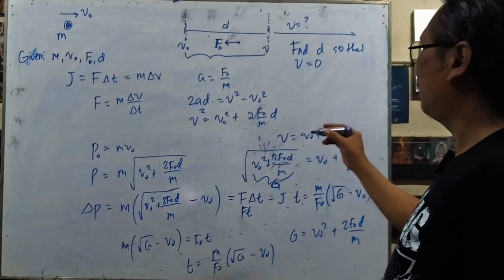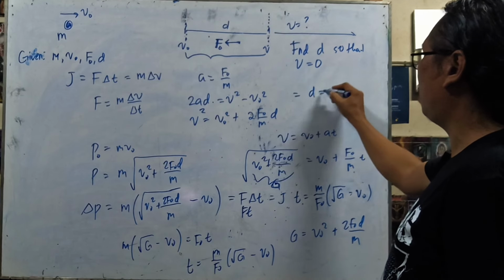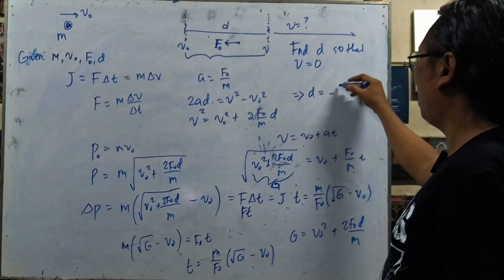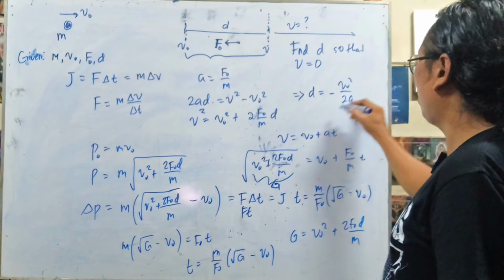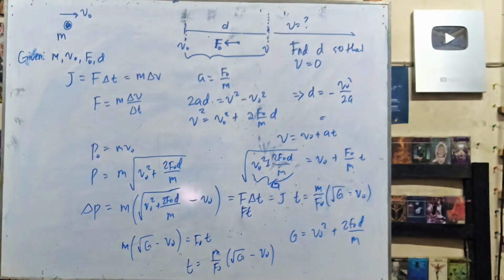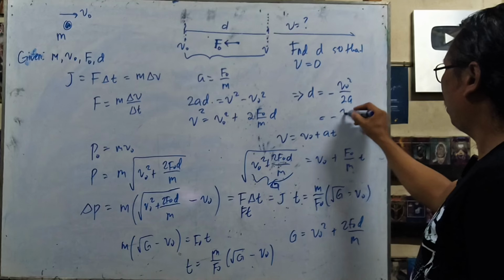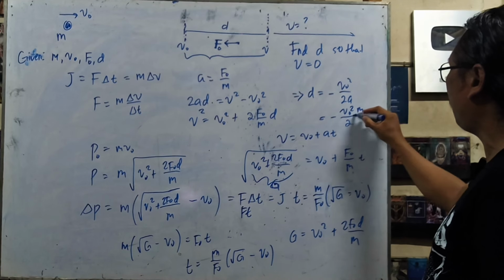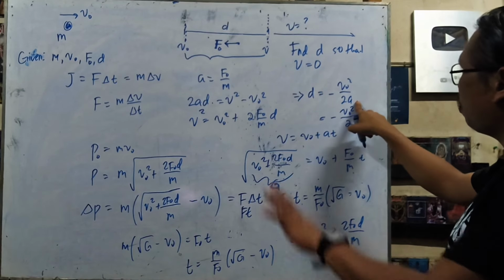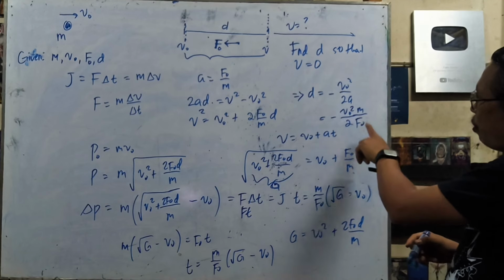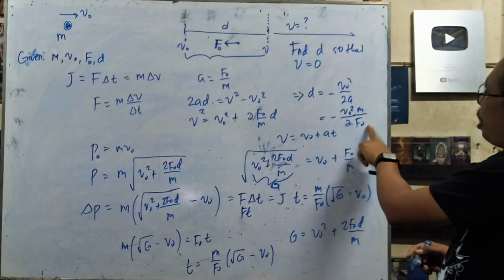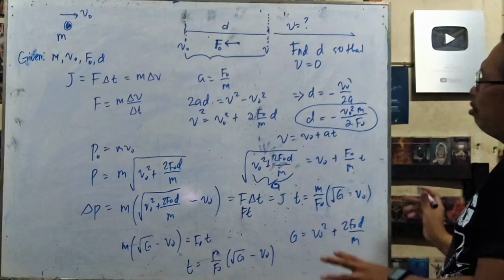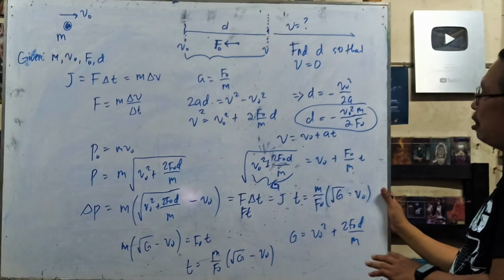Our D would be equal to, this is 0, so this is minus V naught squared over 2A. But our A is F naught over M, so over A that becomes M over F naught. So this is our distance, right? Now, this is a negative distance.